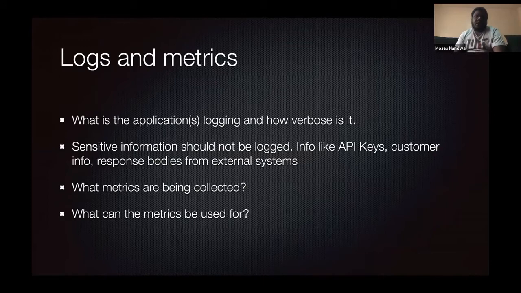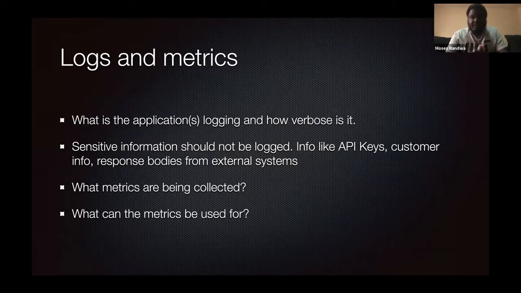So several things. Another thing that you might look at is, from the systems that you build, what logs and metrics are you able to get or are you generating? So in your application, how are you logging things and what is the nature of verbosity? So there's information like API keys, the customer KYC, the response bodies, and the response bodies from external systems.